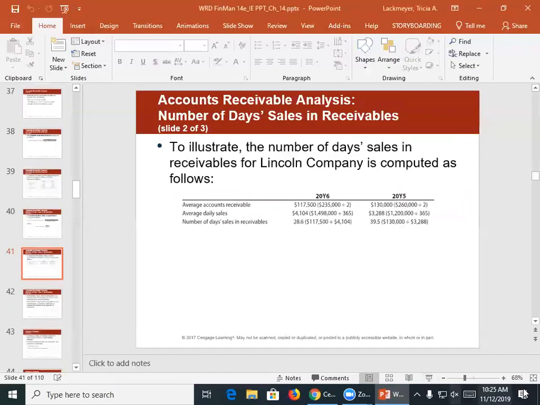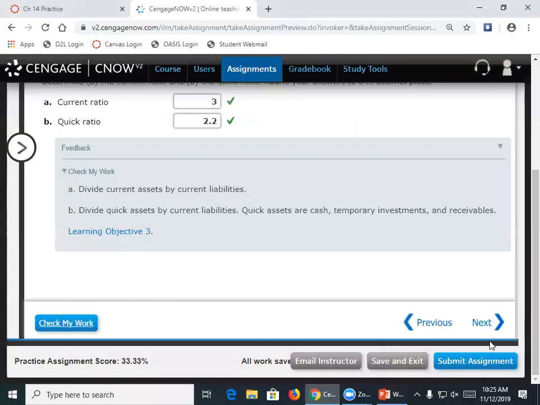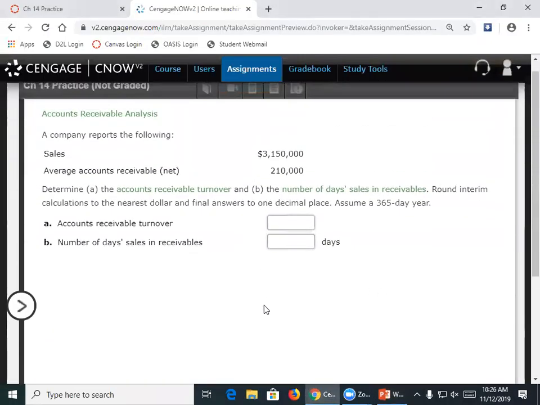All right, well, let's go back to the practice. Again, some of these little practices make it a little easier than it will be on the homework, but it's the same process, so I wanted to give you an idea of the ratios. So they give us sales, and they went ahead and gave us the average accounts receivable. So we didn't have to calculate that average. And they just want us to calculate the average receivable turnover, as well as the number of days sales in receivables. Well, again, the average receivable turnover is going to be sales divided by average accounts receivable, okay?